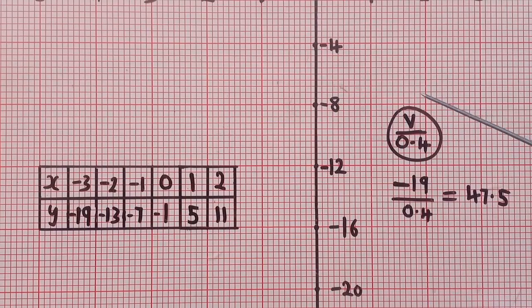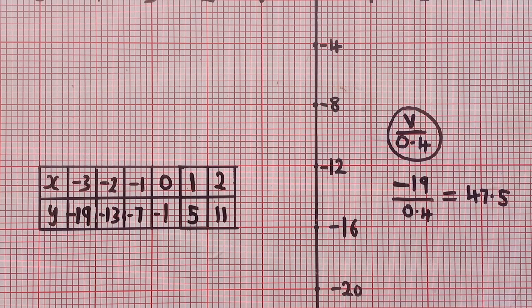For the y-axis, we recall that the formula for finding the location of every value is v over 0.4, where v is the value you want to locate. For the y-axis, look at all our v's: minus 19, minus 13, minus 7, minus 1, 5, and 11. They are all the values we're going to locate with respect to their positions along this axis, both the negative y-axis and the positive y-axis.